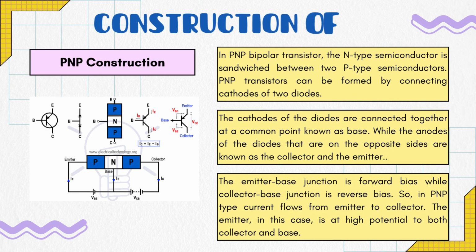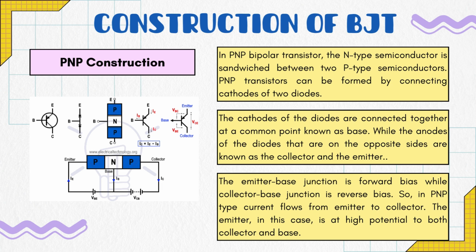Construction of BJT. For PNP construction, in PNP bipolar transistor, the N-type semiconductor is sandwiched between two P-type semiconductor. PNP transistor can be formed by connecting cathode of two diodes. The cathode of the diode are connected together at a common point known as base, while the anode of the diode that are on the opposite side are known as the collector and the emitter.